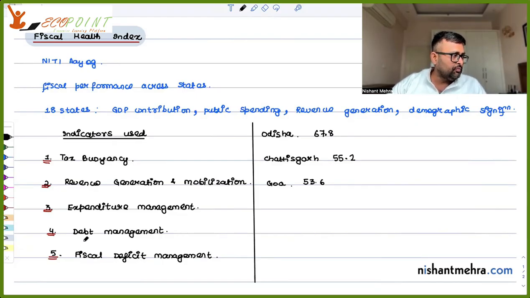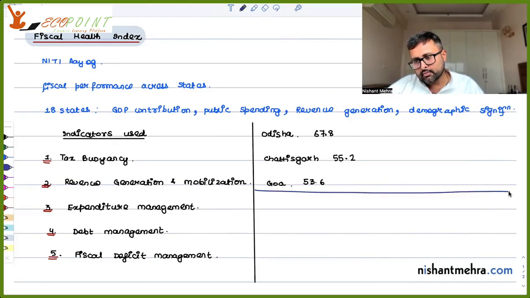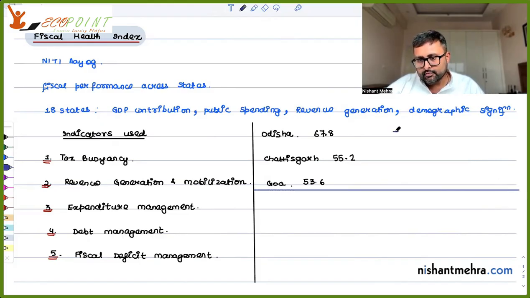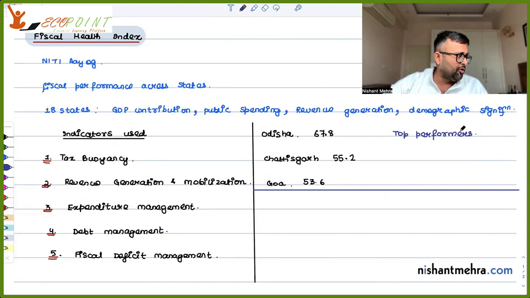फिर जिन states में there is a lot of fiscal stress, वो कौन सी states हैं? So these are the best performers. So these are the top performers.